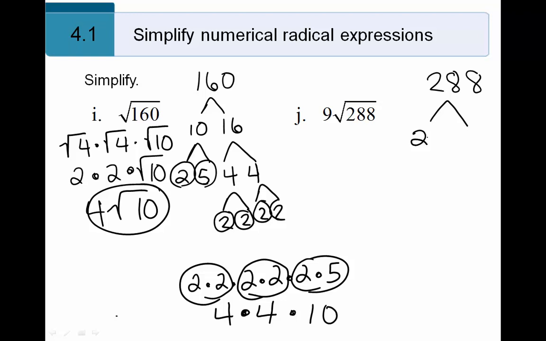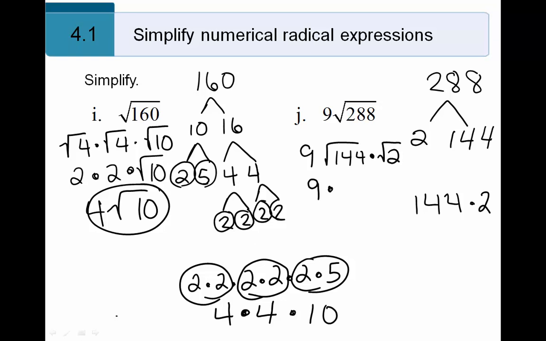Now, I know that 2 goes into 288 144 times. If you wanted to, you can continue to break down that 144, but I recognize that 144 is a perfect square because 12 times 12 is 144. So I'm just going to stop right there, and that's how I'm going to split up the 288. So I'm going to drop down my 9. I'm going to rewrite 288 as radical 144 times radical 2. So I'm going to have 9 times the square root of 144, which is 12, times the square root of 2. 9 times 12 is 108. So I get 108 times the square root of 2, or you could also read that as 108 square roots of 2.